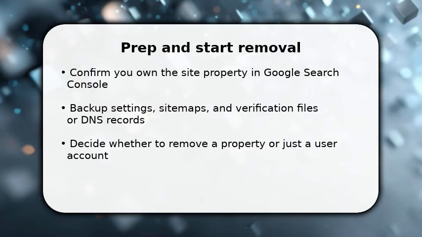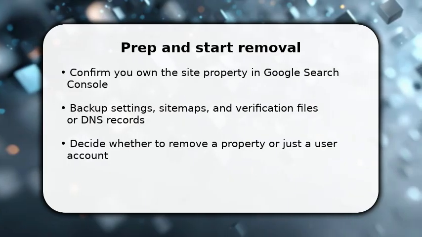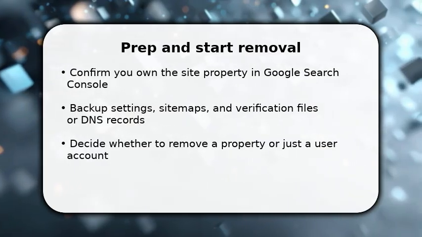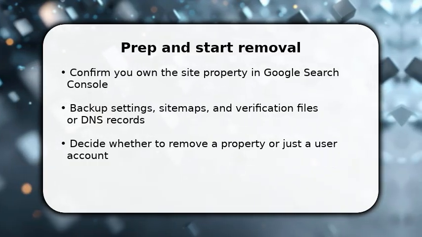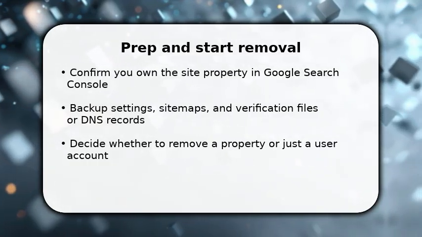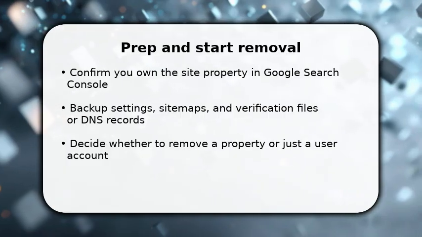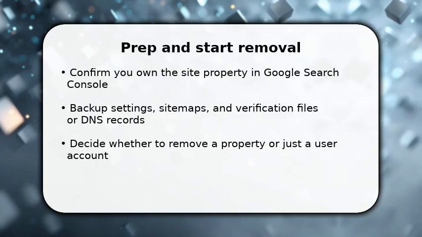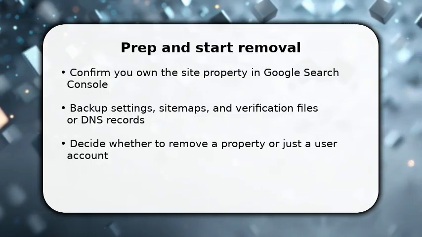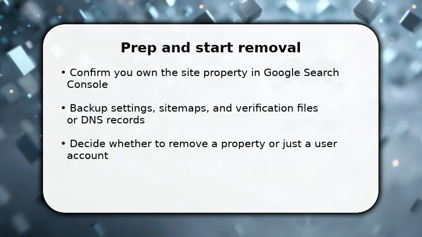You'll begin by confirming ownership and gathering backups. Open Google Search Console and pick the exact property you want removed. Don't guess. Next, export sitemaps, performance data, and copy any verification tokens or DNS-TXT records you might need later. Once done, decide if you will remove an entire property or just your user access.